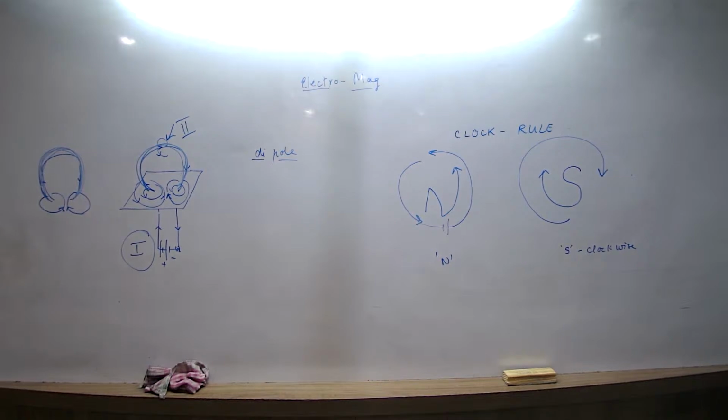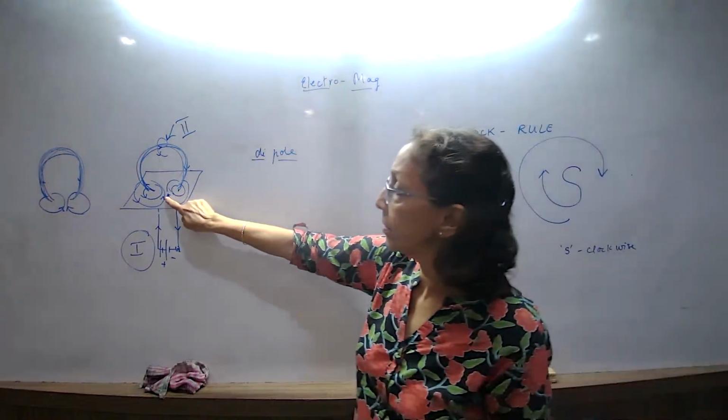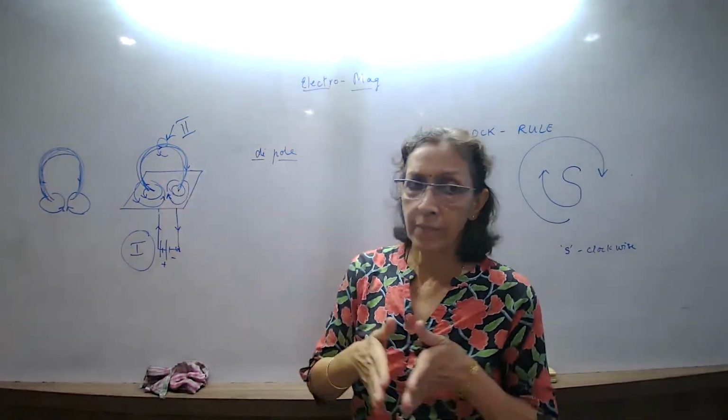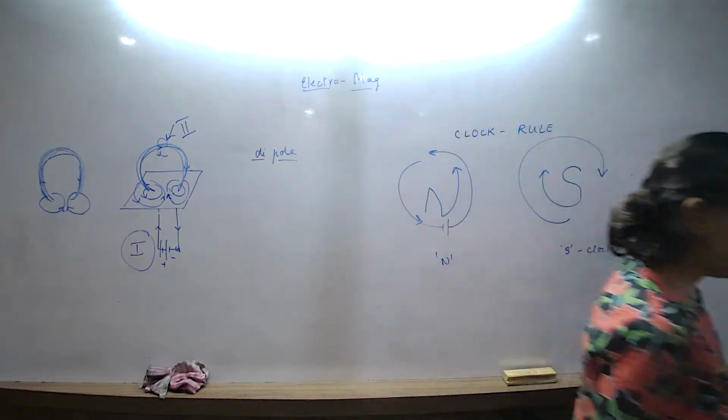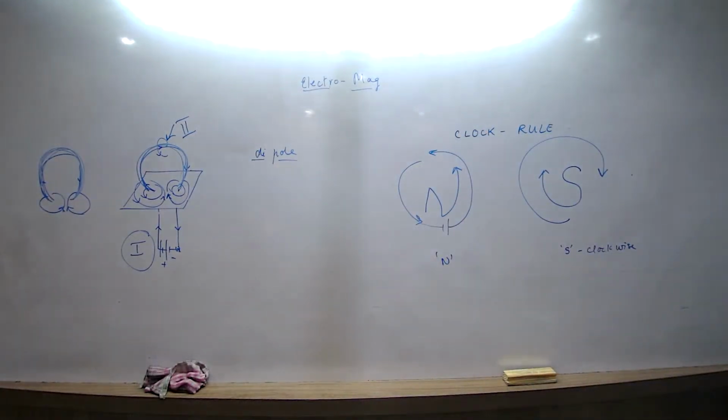Third point. What happens in the center of the loop? What is the shape there? Center of the loop, what is happening? It's nearly parallel. It's almost parallel. Right. Third point: in the center of the loop, the field lines are almost parallel.